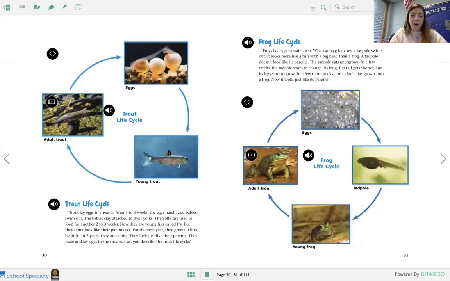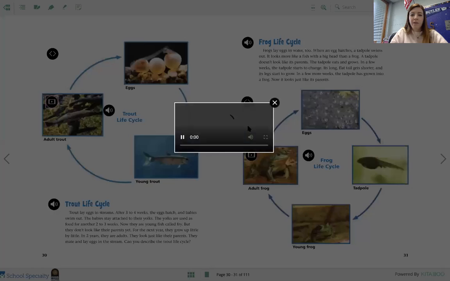For the next year, they grow up little by little. In 2 years, they are adults. They look just like their parents. They mate and lay eggs in the stream. Can you describe the trout lifestyle? Let's go ahead and watch this video.